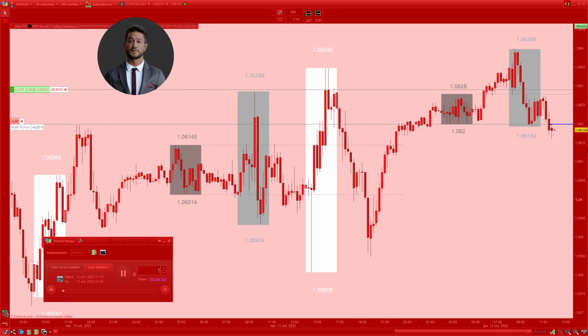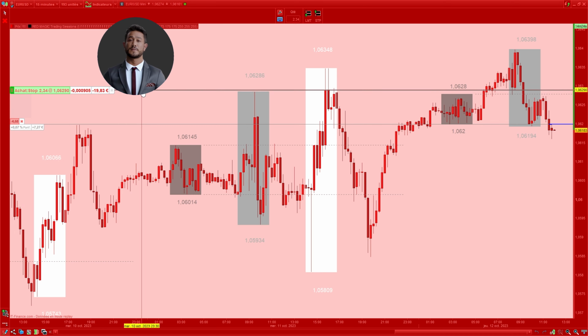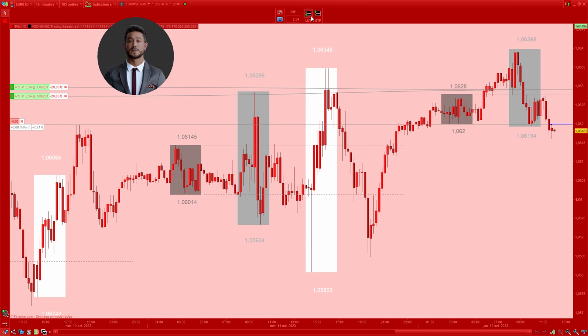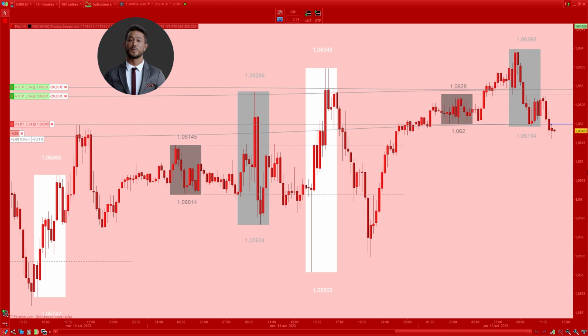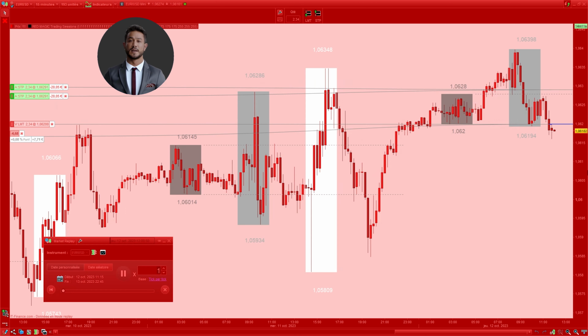I'm waiting for this 15-minute candle to close. Let's place a 9.1 pips stop loss like the first time. I'm gonna place a third 2.34 contracts sell order at the price Red Magic Trading Sessions indicator gave me, which is 1.06200. Let's make another fast forward. My order has been executed.